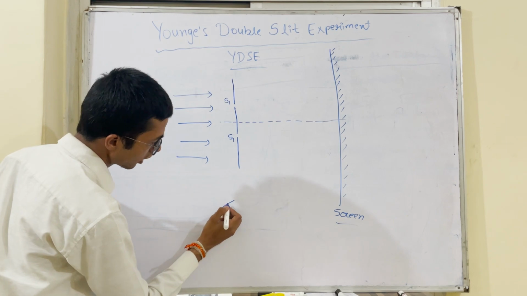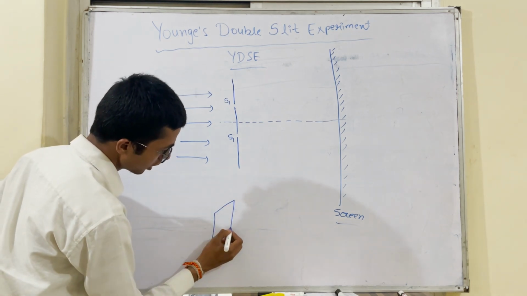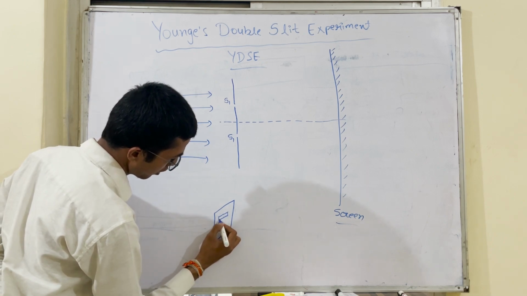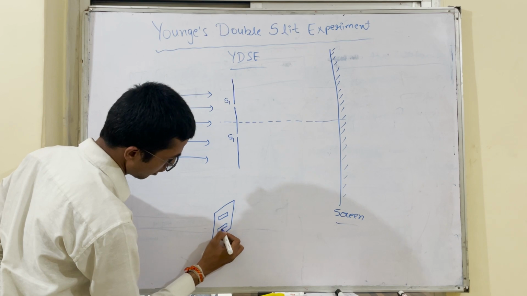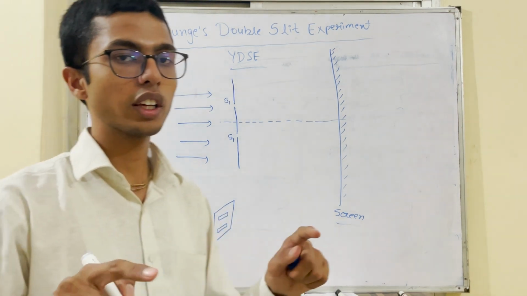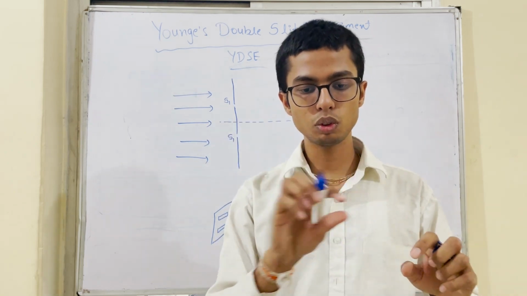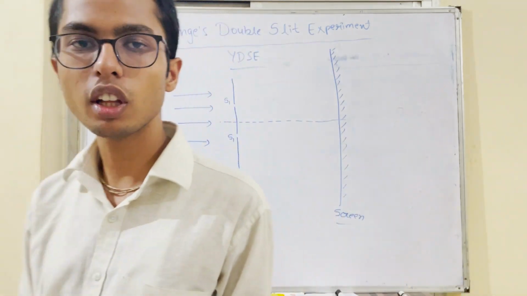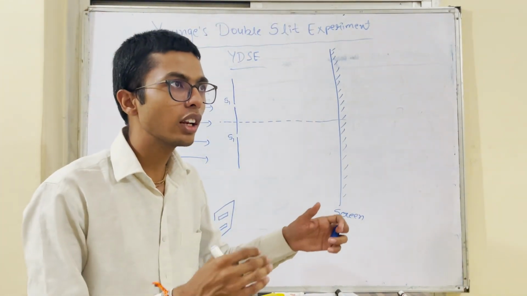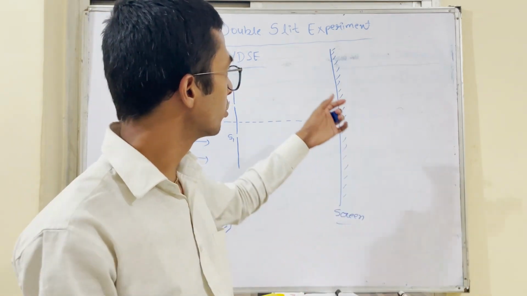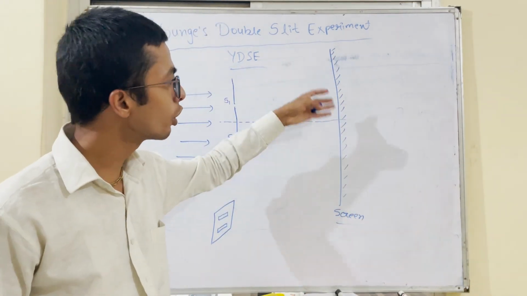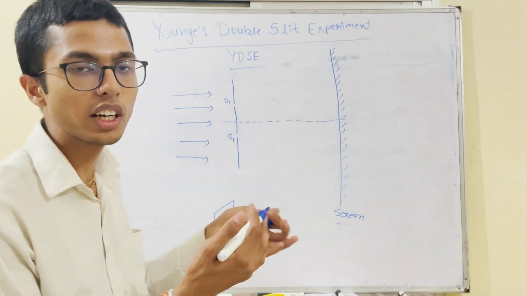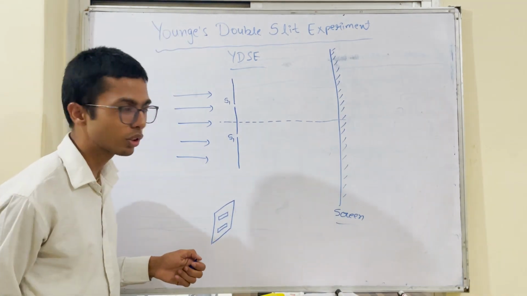How can you visualize this? We have made two cuts in this cardboard, these small openings. From these openings, we are going to pass the light rays, and those light rays are going to interfere on this screen, and we are going to observe the behavior of this interference of these light rays on the screen. So that we are going to study.